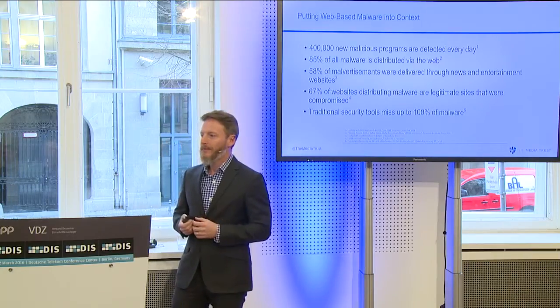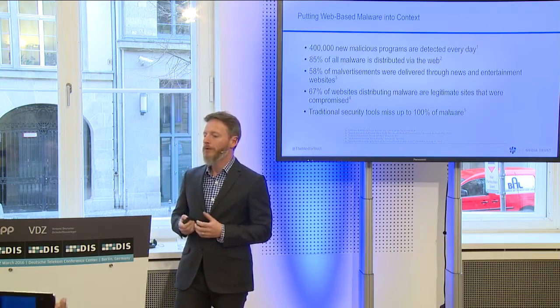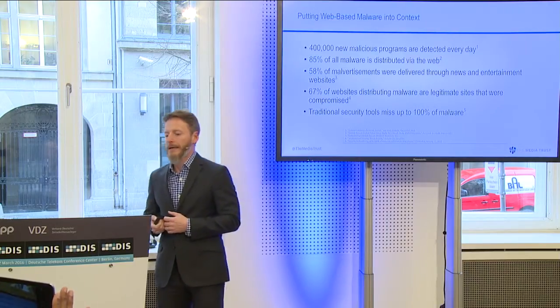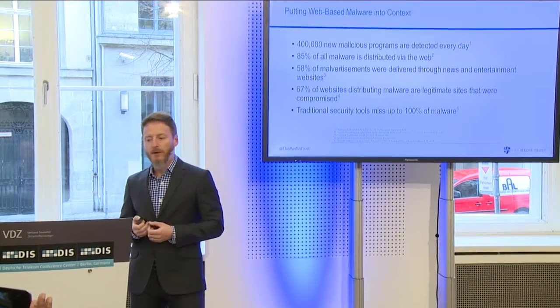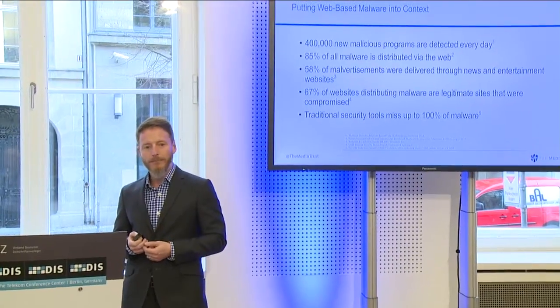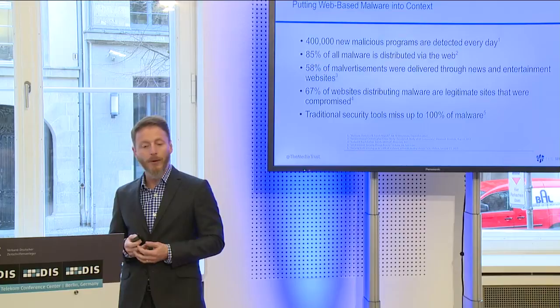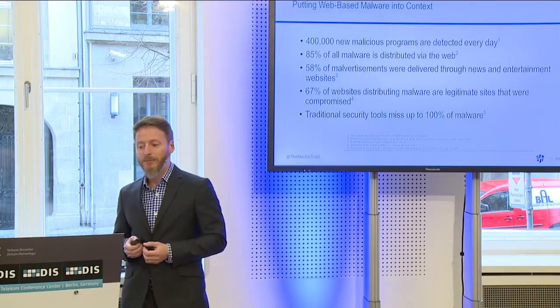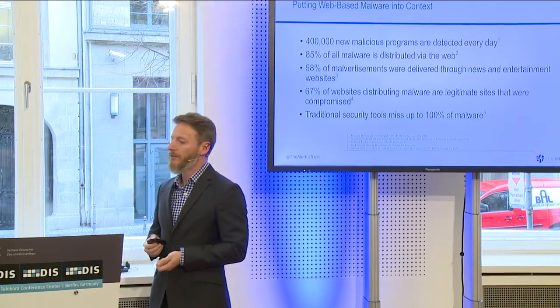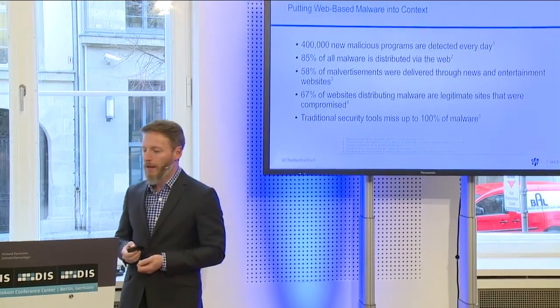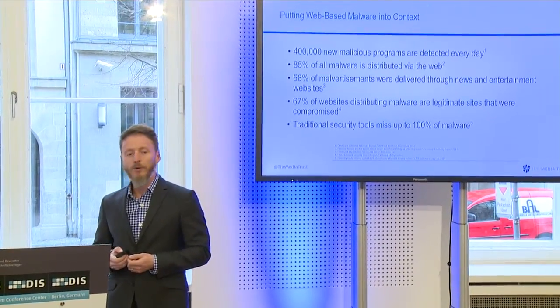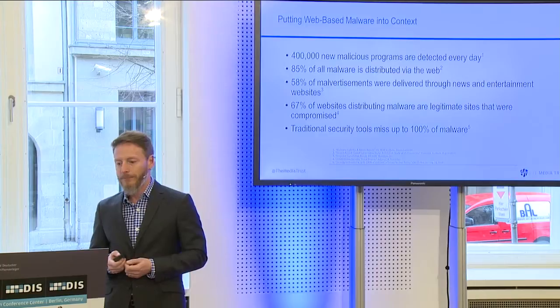So these are some pretty astounding stats, I think. 400,000 new malicious programs are detected. 85% of all malware is distributed via the web. 58% of malvertisements were delivered through news and entertainment websites. 67% of websites distributing malware are legitimate sites that were compromised. And traditional security tools miss up to 100% of malware.